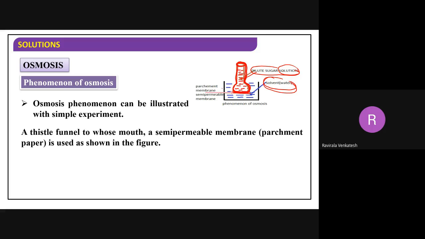Semi-permeable membrane. Now, when you put this funnel in the water, because of this semi-permeable membrane, the natural process called osmosis will take place. Now tell me, solvent will move from where? Solvent, Dhruv. Solvent will move from where? Dhruv.